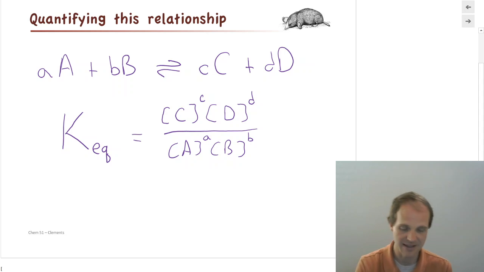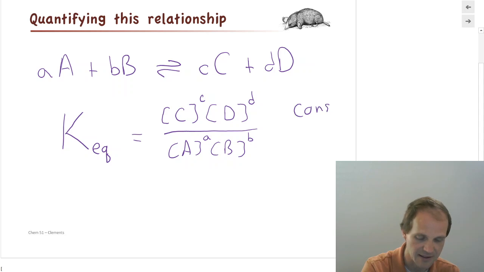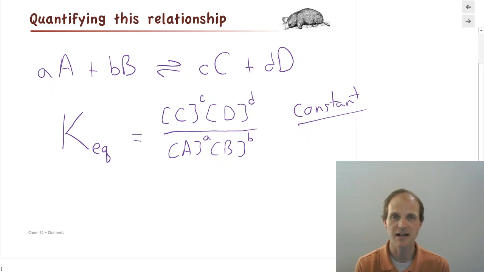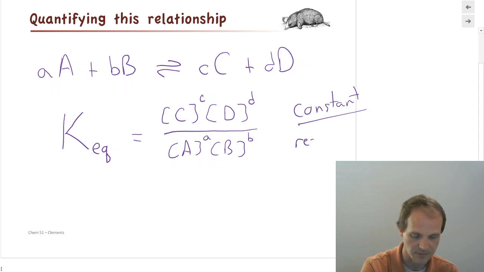And the amazing thing is this is constant, regardless of initial conditions.